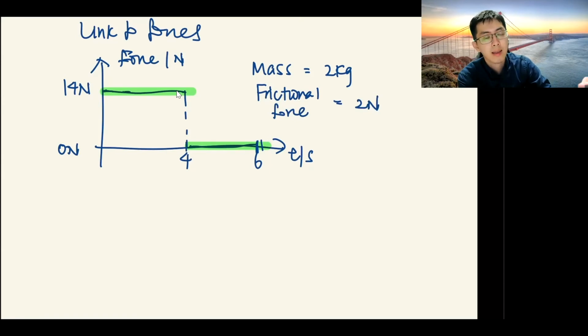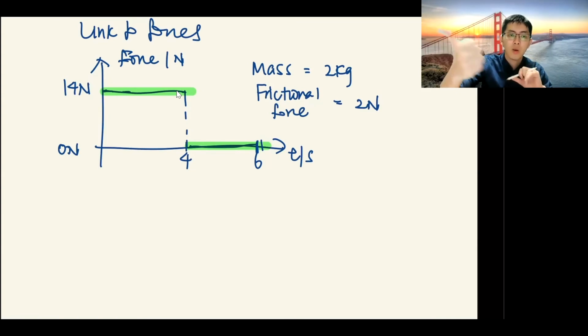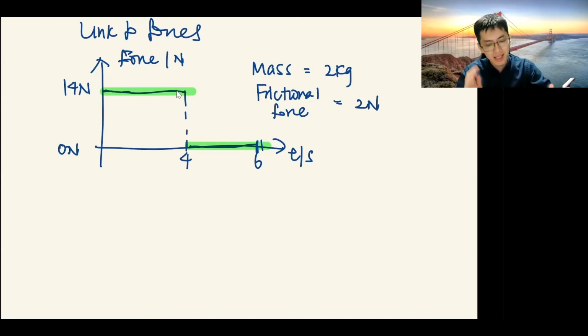Right? So at this point in time, we need to determine what the final velocity is. First things first, from this information, let's determine the acceleration. Because we've got the applied force and we've got the frictional force, we can find the acceleration. So let's segment this into part 1 and part 2.